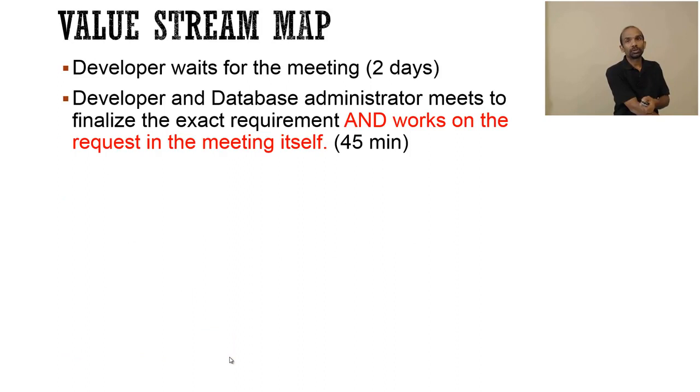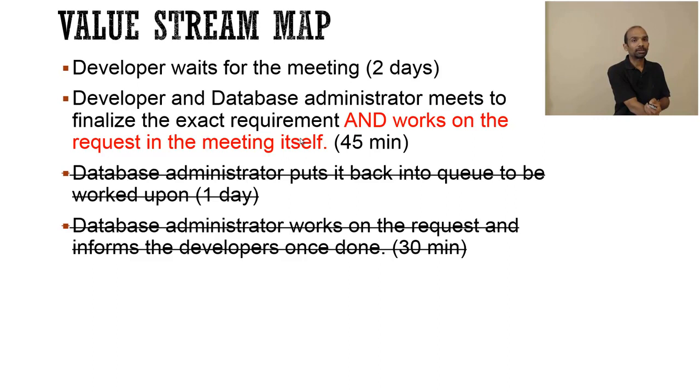But then after that, why don't we merge finalizing the requirements and doing the actual work right there in that meeting, so that if they have any additional questions, they could be resolved right there and they can be just done with it. So the developer and database administrator meet to finalize the exact requirements and work on the request in the meeting itself. So in 45 minutes, instead of 30 minutes and 15 minutes, they just finish the whole thing together. And then you don't have to do these two steps separately. So the value stream map will look something like this: 2 days to wait for the meeting, and then 45 minutes to get the work done. So as you can see, we significantly simplified the value stream map, or the process.